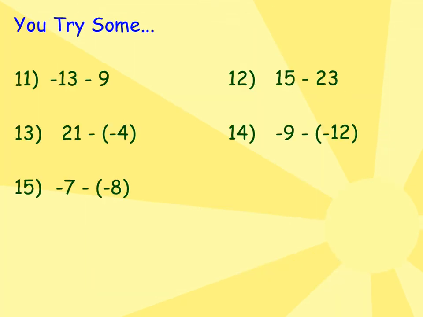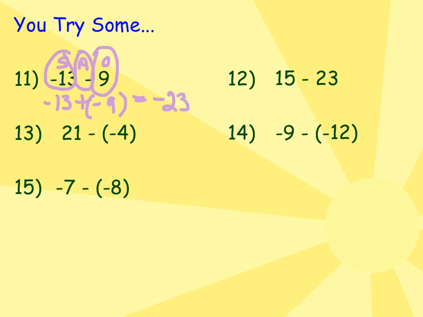Okay, now it's your turn. Enough watching on your part. Pause this video, go ahead and try numbers 11 through 15, and then play the video to check your answers. Okay, let's go ahead and check and see how you did. So for number 11, we are going to use SAO here. So negative 13 stays negative 13. The subtraction changes to addition. The opposite of 9 is negative 9. Negative 13 plus negative 9 is negative 23.